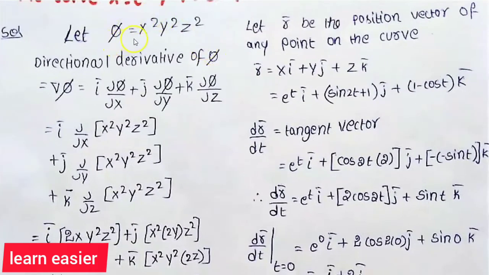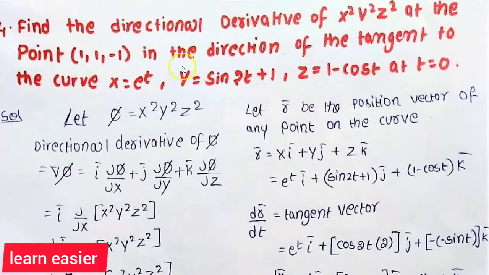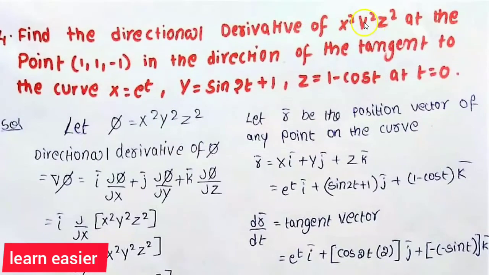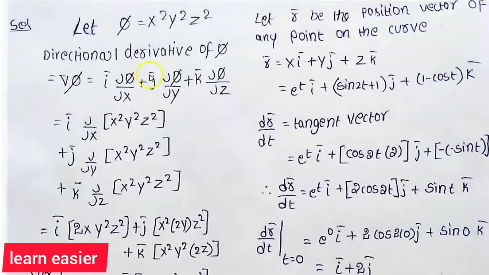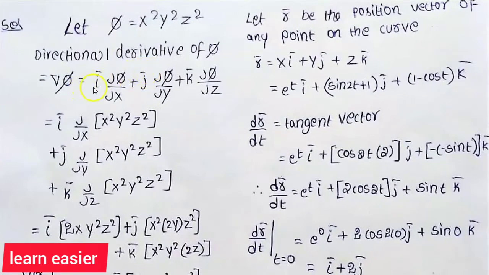Let phi equal to x square y square z square. So what the function gives us is x square y square z square, so that will be taken as phi. Now we have to find the directional derivative of phi, that is del phi. So del phi is i bar into dou phi by dou x plus j bar into dou phi by dou y plus k bar into dou phi by dou z.